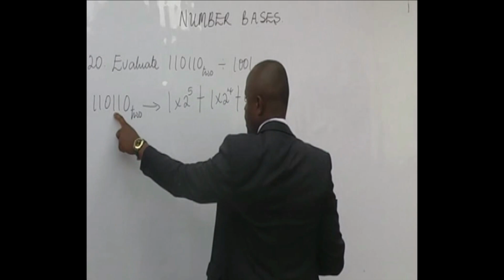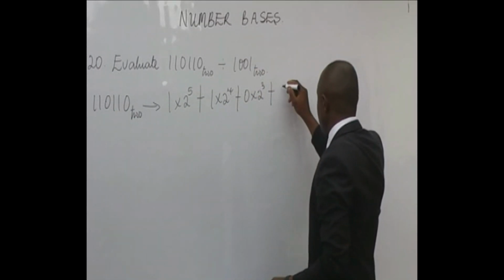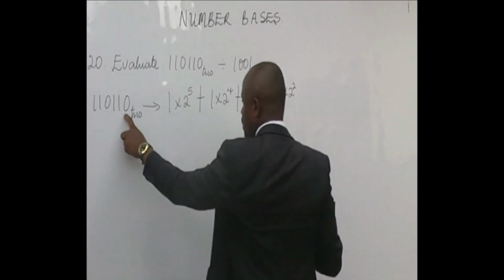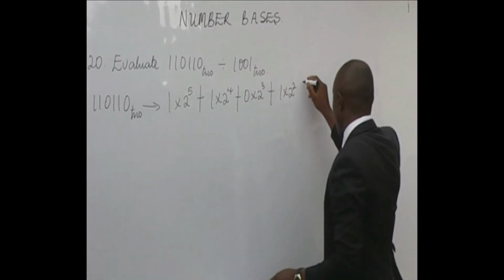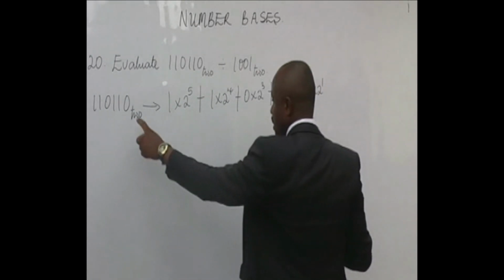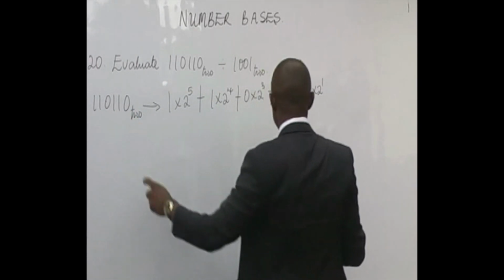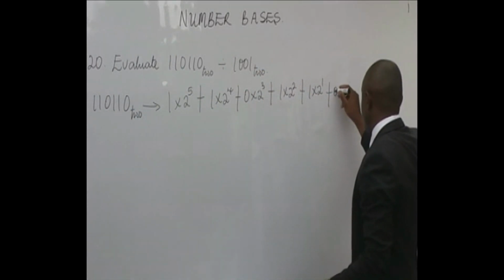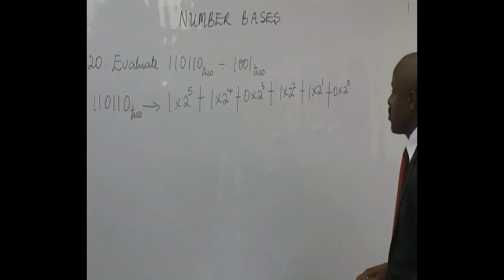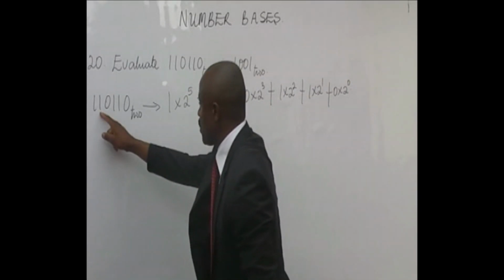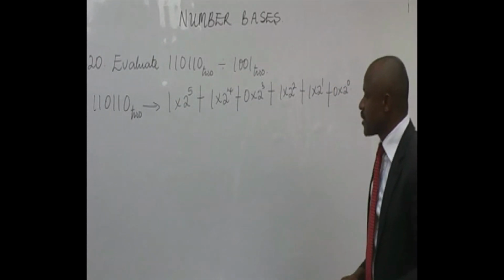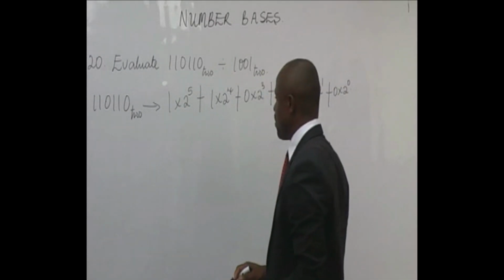Plus the next value is 1. 1 times 2 exponent 2, the remaining digits 1, 2. The next number is 1. 1 times 2 exponent 1. Then the last is 0 times 2 exponent 0, because no other digit is remaining. So we have 1, 2, 3, 4, 5, 6 digits. That's correct. Now let's begin to simplify.